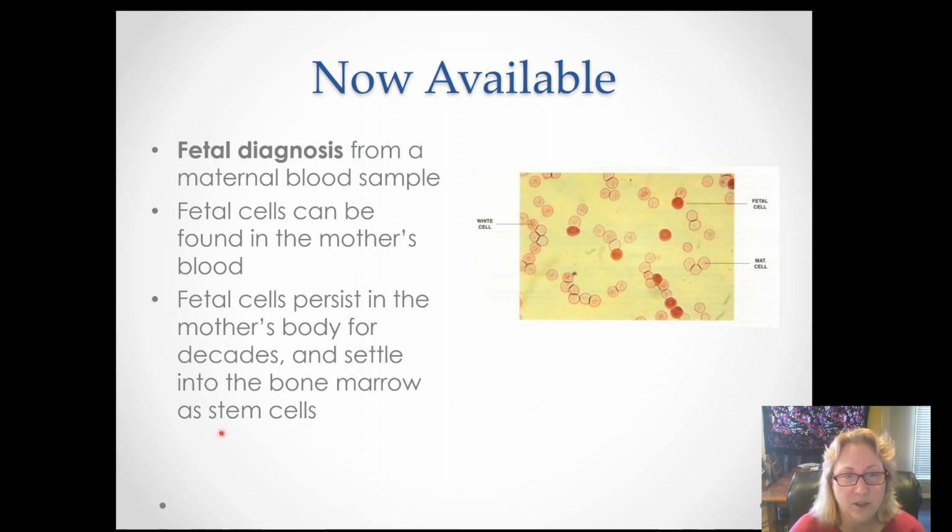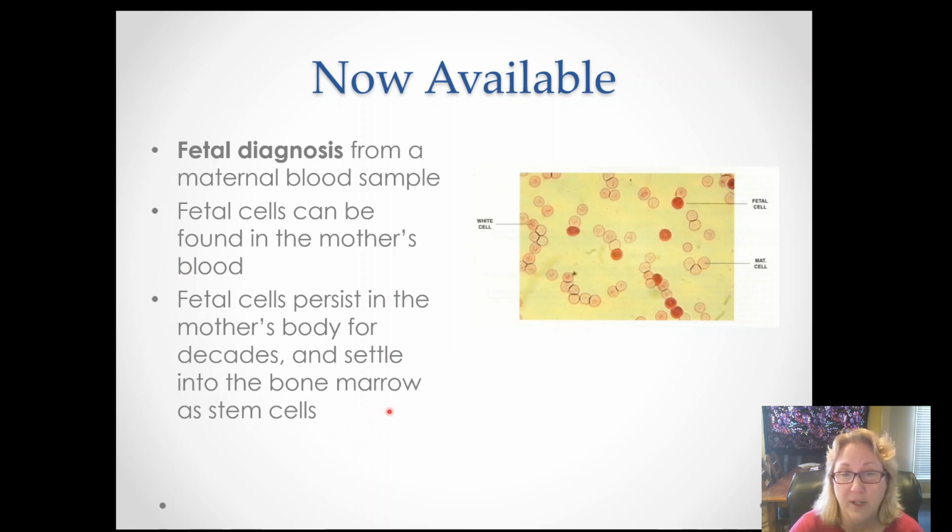An interesting result of learning to do this is that it's been discovered that fetal cells, in fact, persist in the mother's body for decades after the pregnancy. Fetal stem cells settle into the mother's bone marrow and continue to divide and produce new blood cells for the rest of the woman's life, which is a very interesting finding. And we have no idea if this is beneficial, if this is deleterious, if it's neutral. We just don't know. This is a relatively new discovery, and it's not being studied by very many scientists.